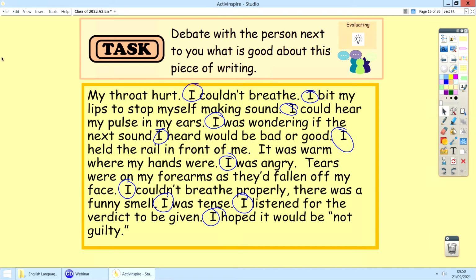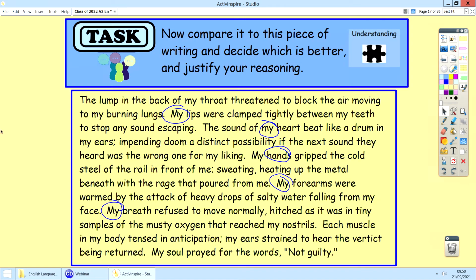And I know that because I wrote it, and I wrote it purposely bad, honest, I really did. Because we need to think about what's better about this piece of writing. We need to understand what makes this piece of writing better than the one before, and to be able to justify our reasoning. So let's have a quick look at this.